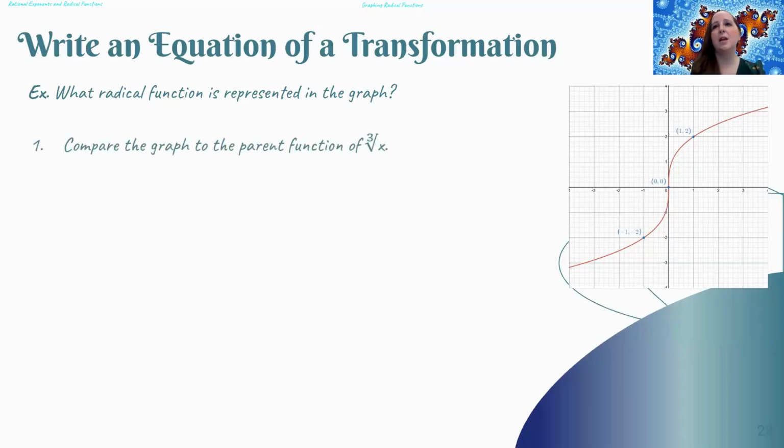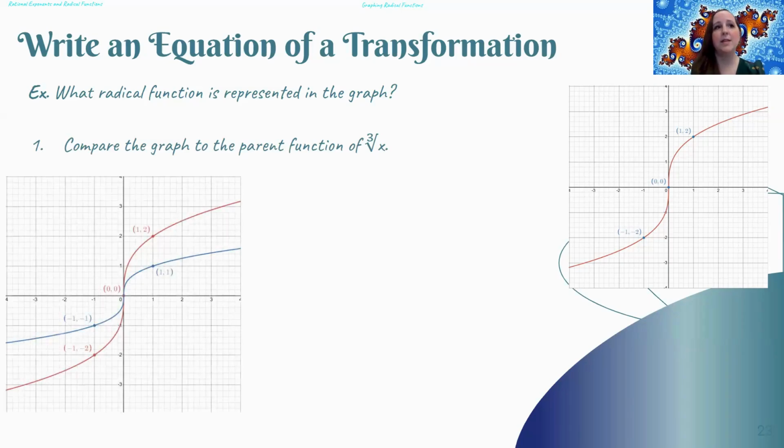So the next thing that I'm going to look at is what the parent function of the cube root of x looks like. Okay. In this case, it looks like this blue function, right? So it starts and it goes through -1, -1, and 1, 1. My function that I'm looking at that's already graphed goes through 1, 2, and -1, -2. So that tells me that there is some sort of vertical stretch or compression going on here. And since I'm stretching, it's further apart, it's going to be a stretch.